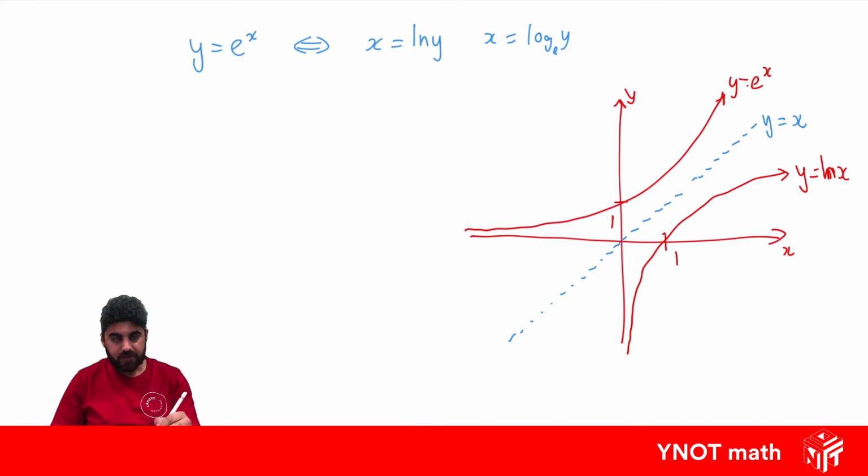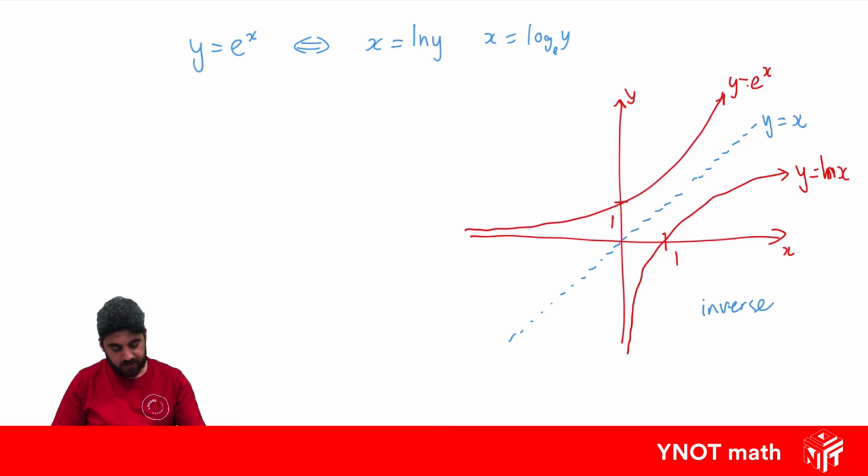And whenever two graphs are a mirror image about y equals x, we call those inverse functions. So y equals e to the x and y equals ln x are just the inverse functions of each other.